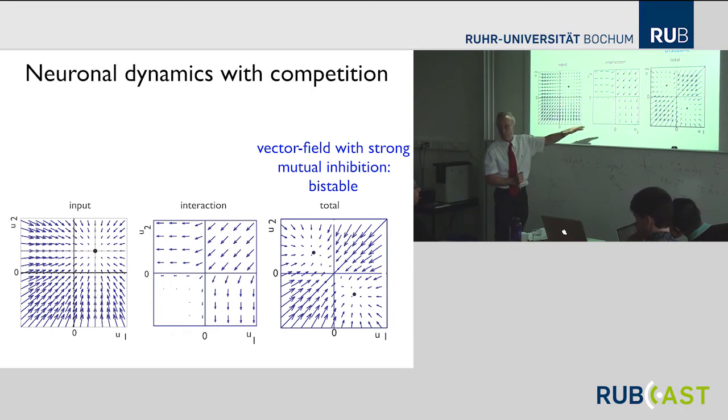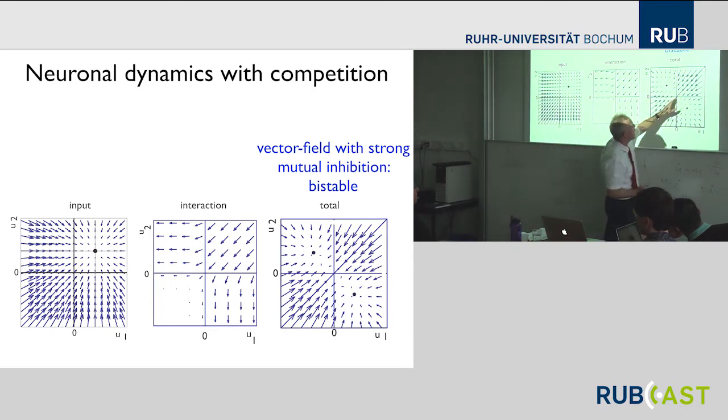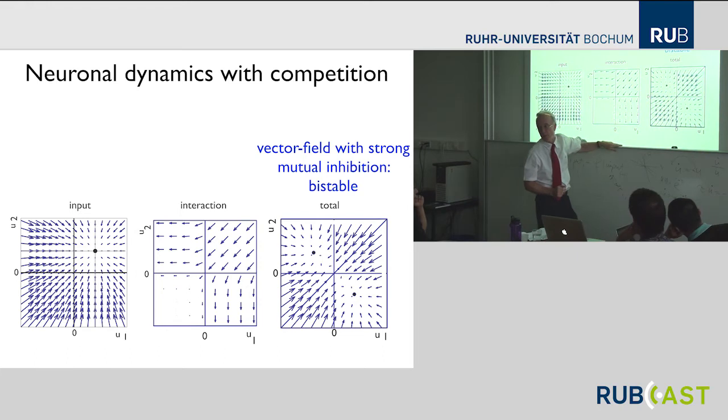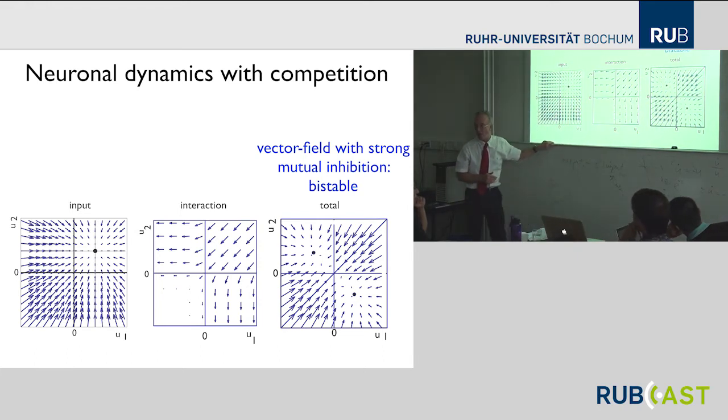So you get a bistable system. Anywhere to the right of the diagonal, the vectors will actually lead here. And anywhere to the left of the diagonal, the system will lead there. That's the two-dimensional analog of a bistable system. But now the bistability comes from competition, not from self-excitation.